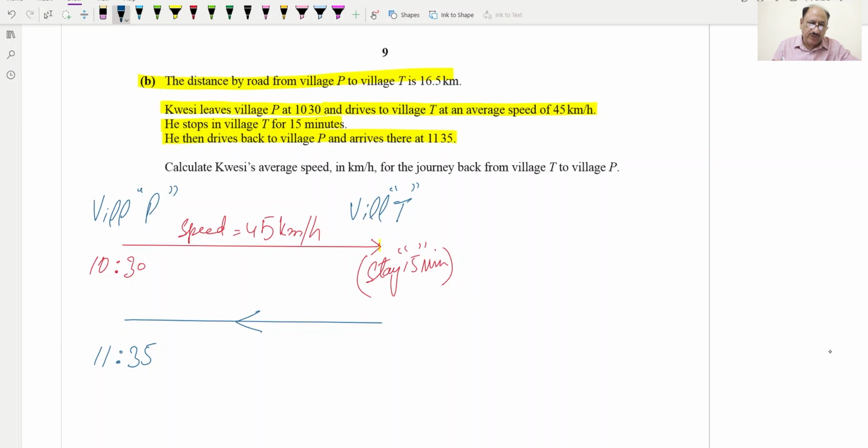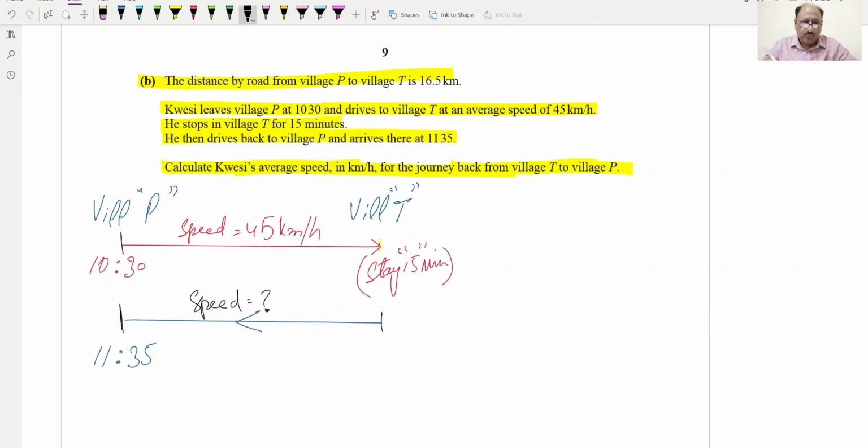Now after 15 minutes, we have to find basically when he reached here at this T location. We will be checking that one. So what is our task? Calculate Coase's average speed in kilometers per hour for the journey back from village T to village P. So we need to calculate the backward journey speed. This is our target and start point.